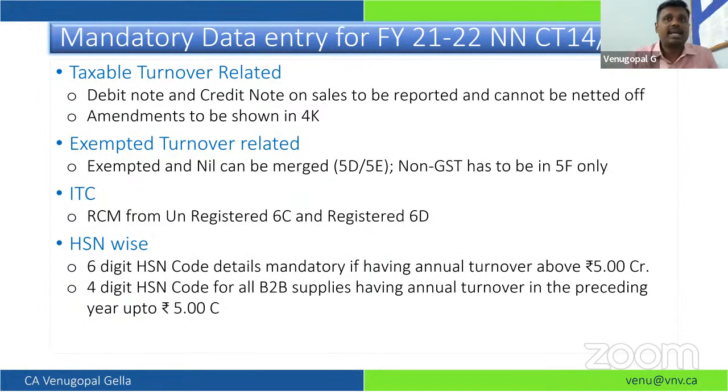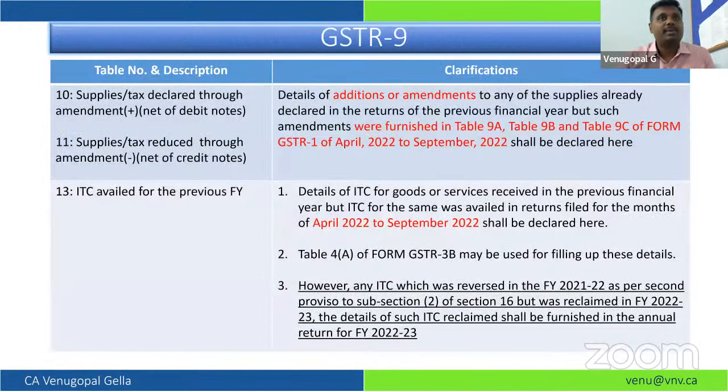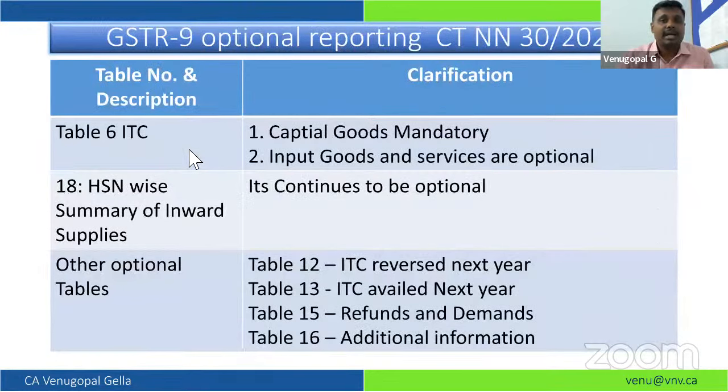Exempted turnover: the exempted and nil can be merged, but non-GST has to be in 5F. You can't merge that. RCM from unregistered and registered should be segregated. HSN-wise reporting, table 17, is mandatory. Table 10 and 11, you have to ensure that this is matching with your subsequent GSTR 3B payments. In case of ITC in table 6, you have to show what is capital goods. Input goods and input services you can merge. Table 18, HSN-wise inward, continues to be optional.